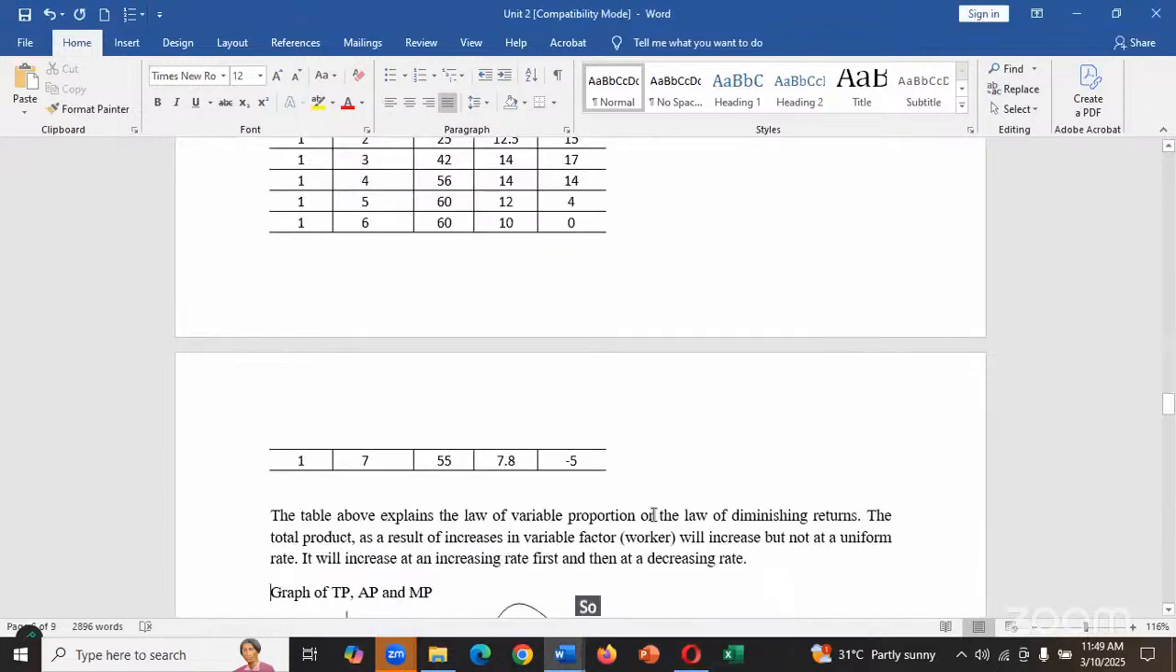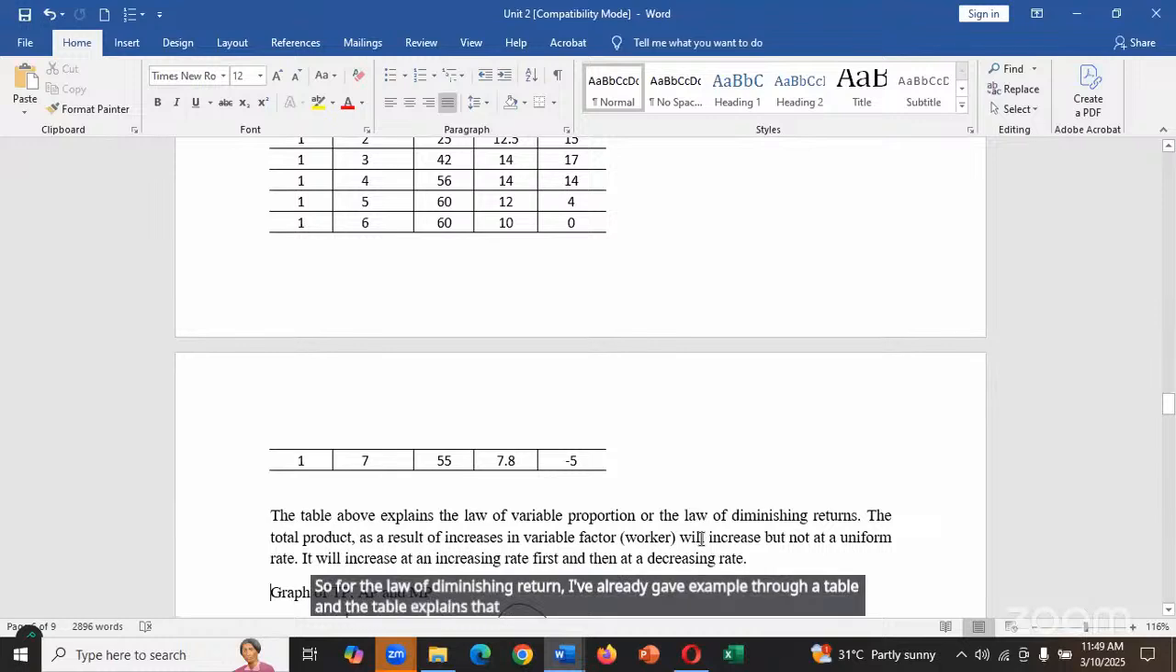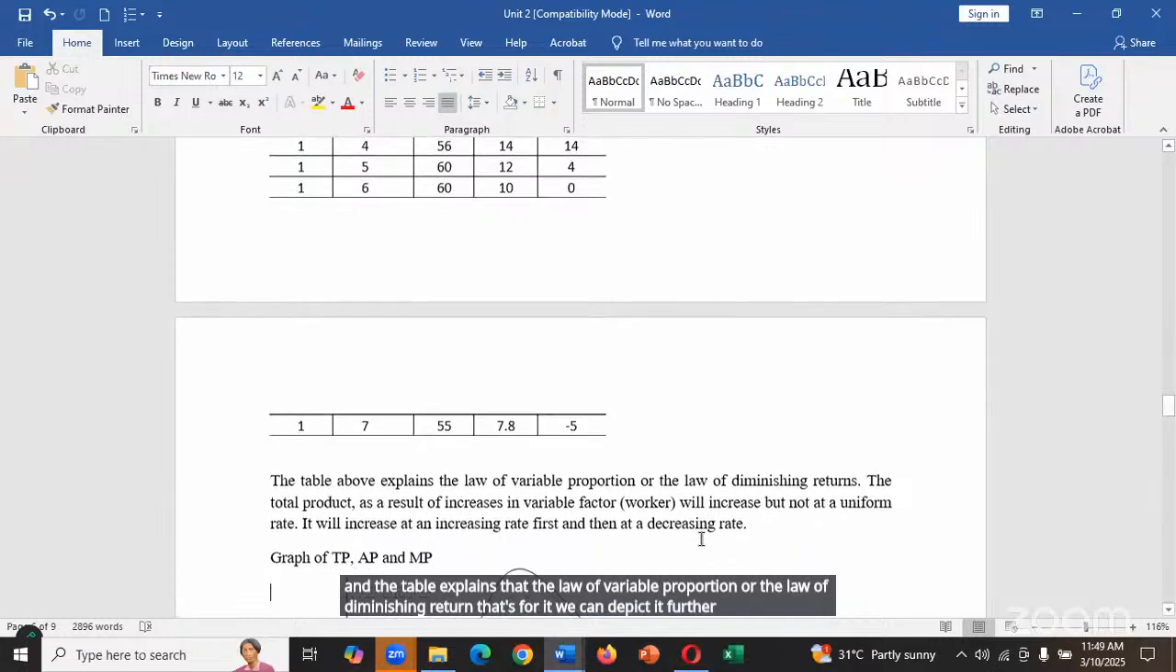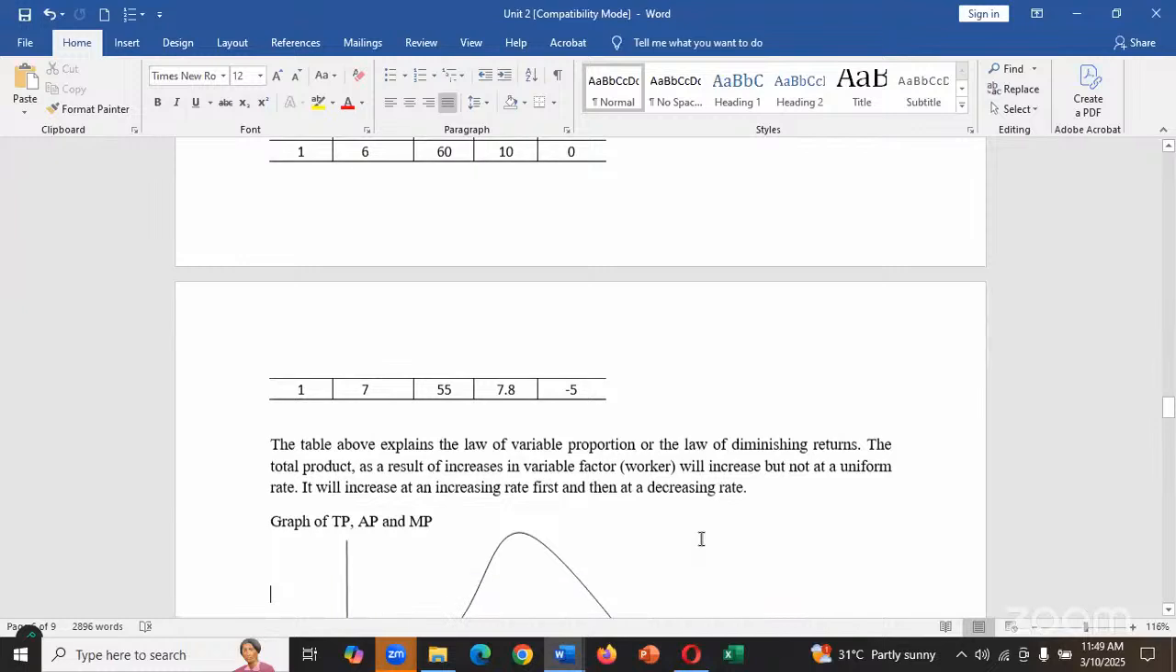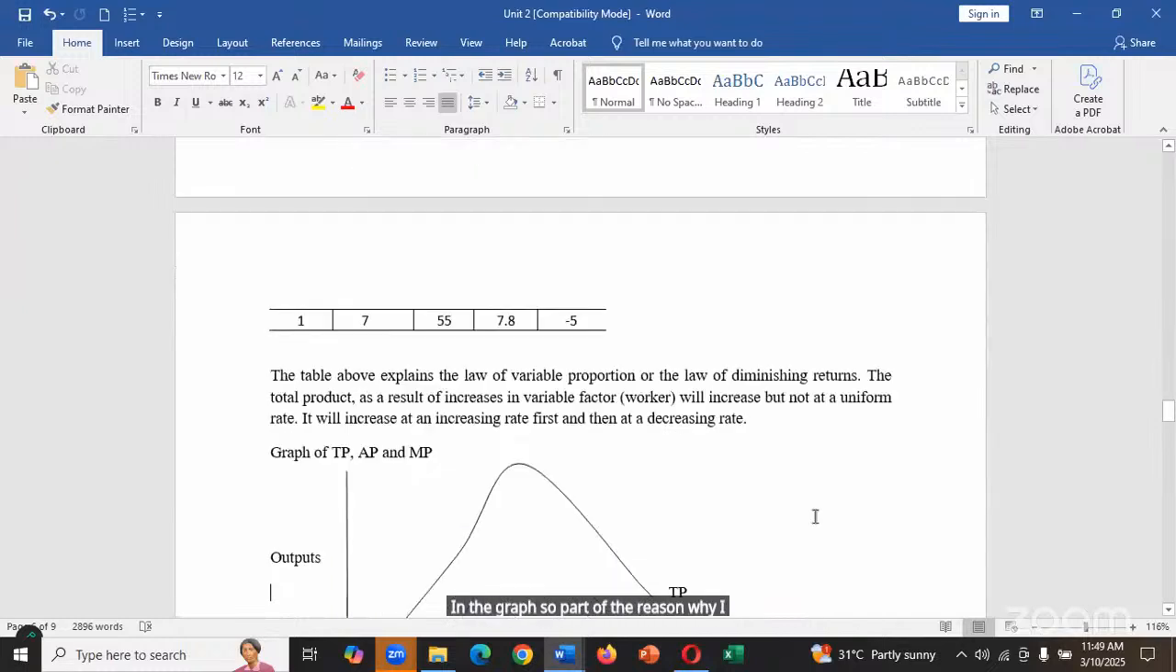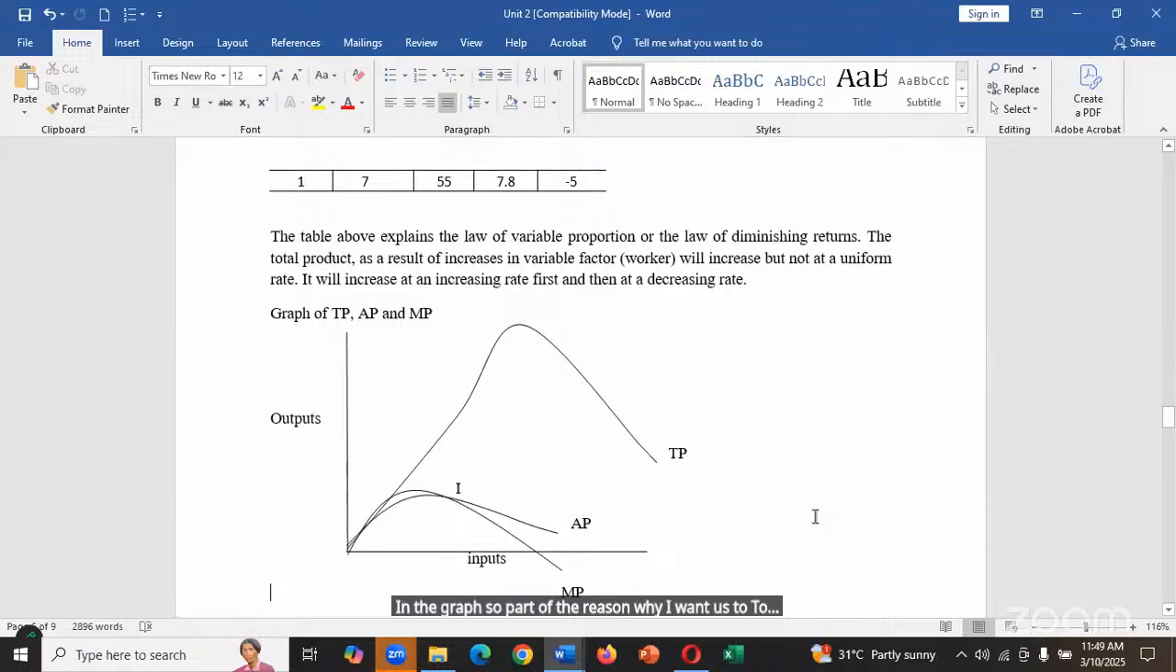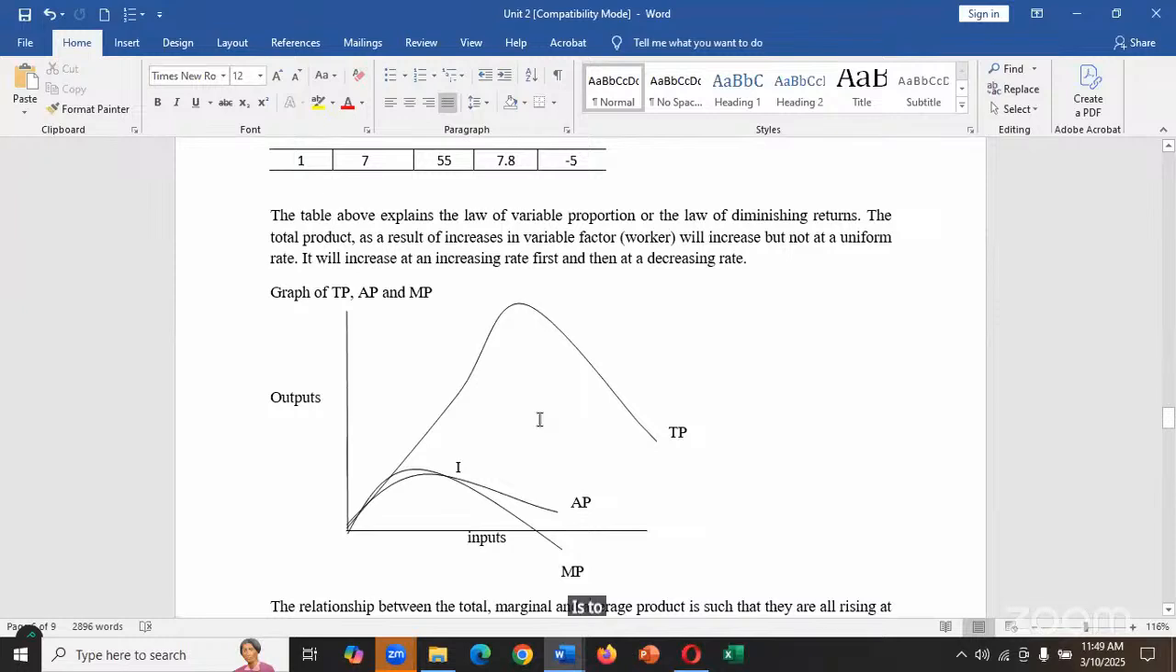So for the law of diminishing return, I've already given an example through a table, and the table explains the law of variable proportion, or the law of diminishing return. We can depict it further in a graph. Part of the reason why I want us to share my screen is to identify how the behavior of those three concepts will be in a graph.